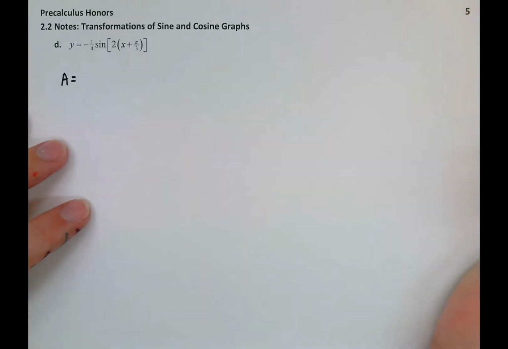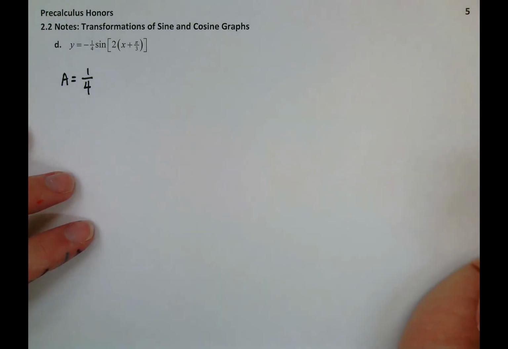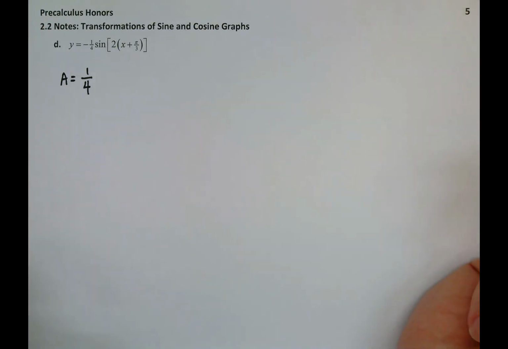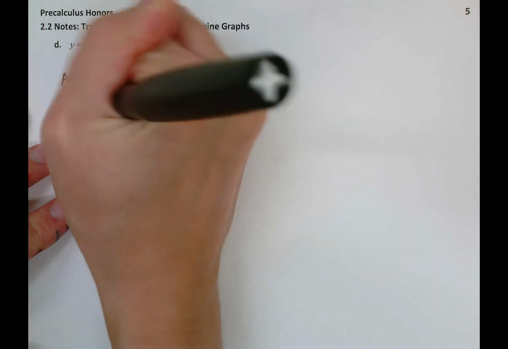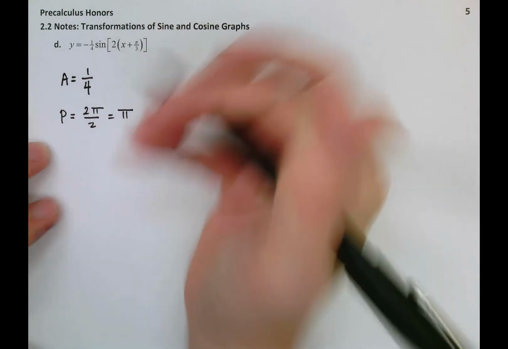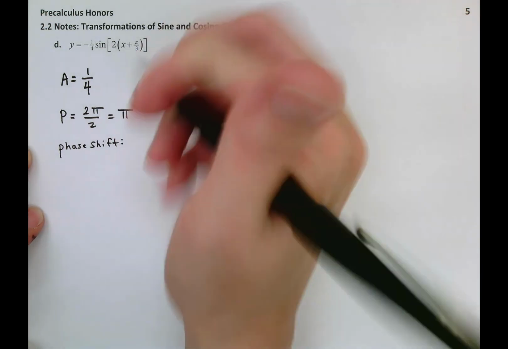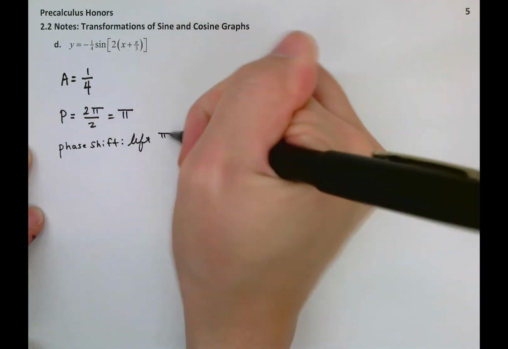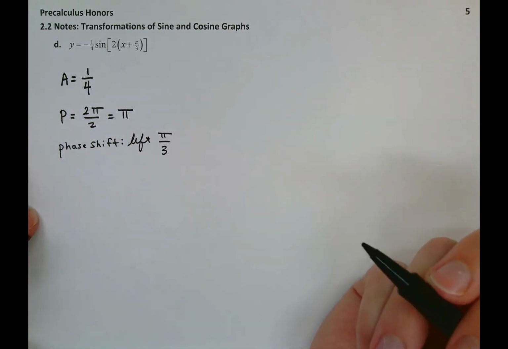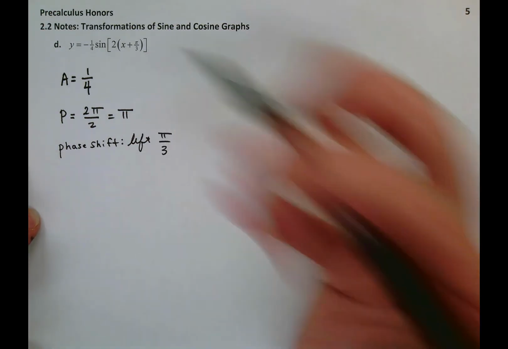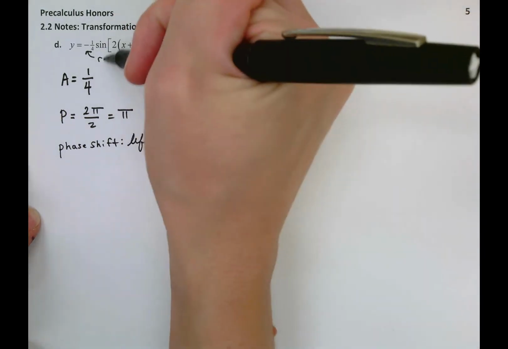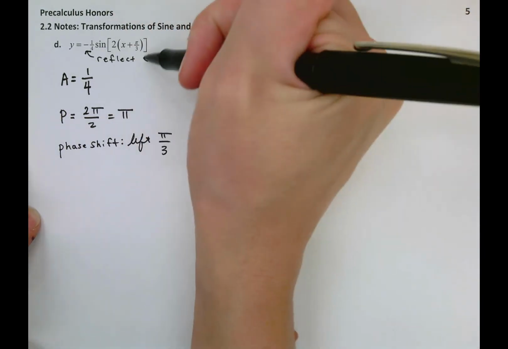So first of all, our amplitude is always the absolute value of that coefficient, so our amplitude is 1/4. So that means that our sine graph is going to be vertically compressed. Then our period is going to be divided by a factor of 2, so our period would be pi. Our phase shift, since we've already factored out that 2 inside the argument, this time it's going to be left pi over 3. And then our midline didn't change. It's still going to be at the x-axis. And then also let's make note, since we have negative, this is going to be reflected across the x-axis.